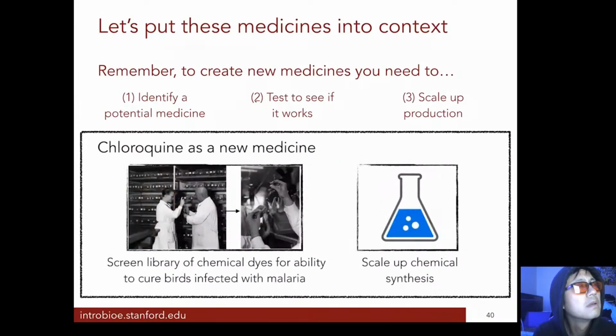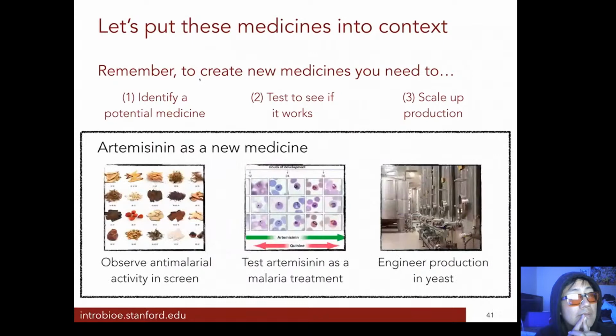Okay. Chloroquine as a new medicine. Here, identifying a potential medicine and testing to see if it worked were two steps being done simultaneously. So here, scientists are screening a large chemical library of dyes for the ability to cure birds of malaria. And so it didn't necessarily spawn from a fortunate observation, but from a directed screen. And then they scaled up production through chemical synthesis because they already knew they could synthesize this molecule. And then finally, we have artemisinin as a new medicine.